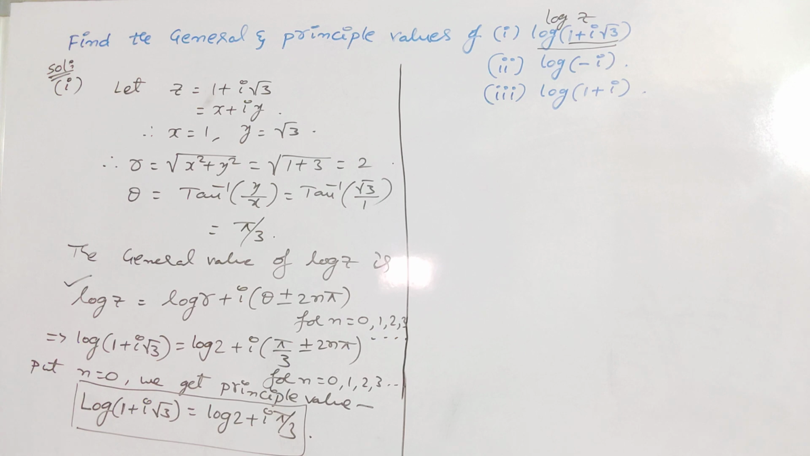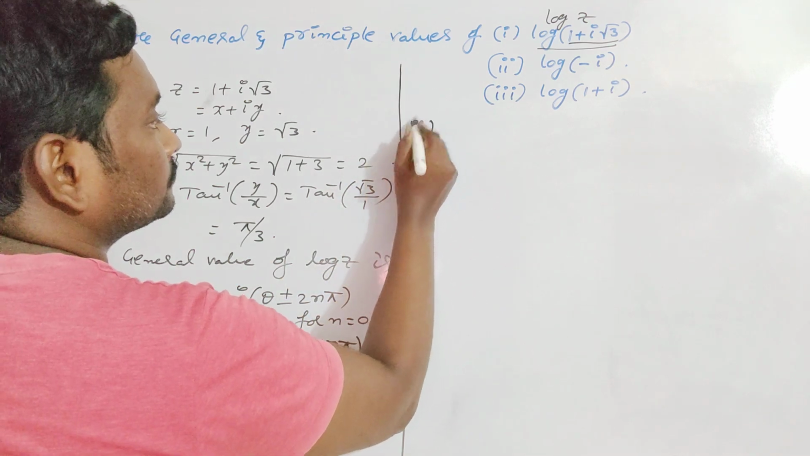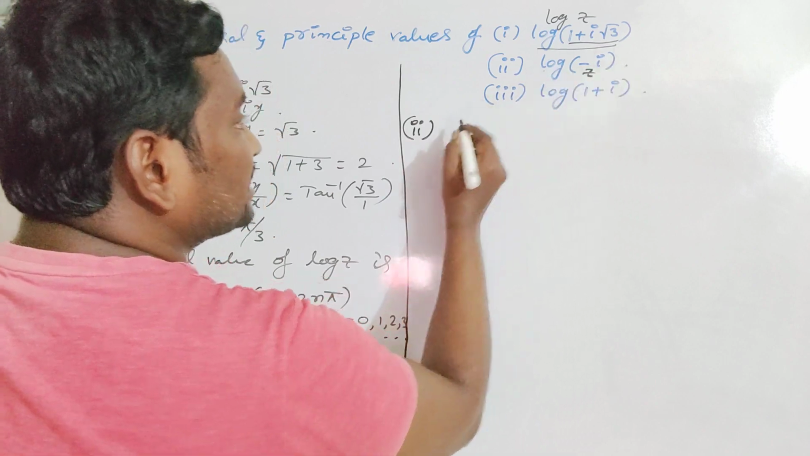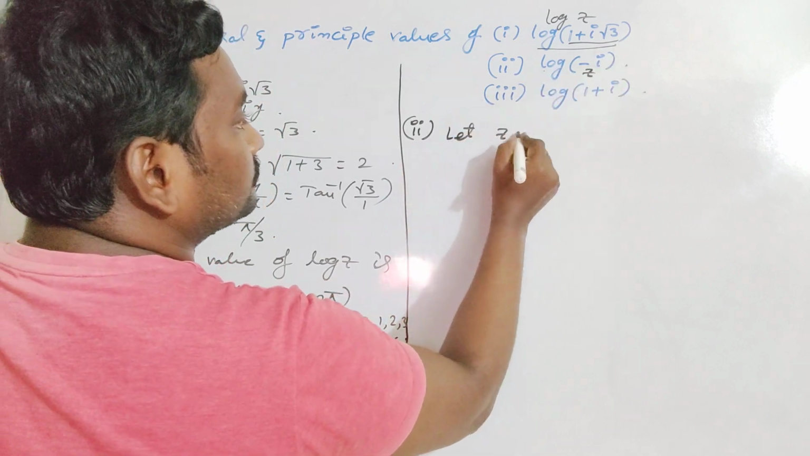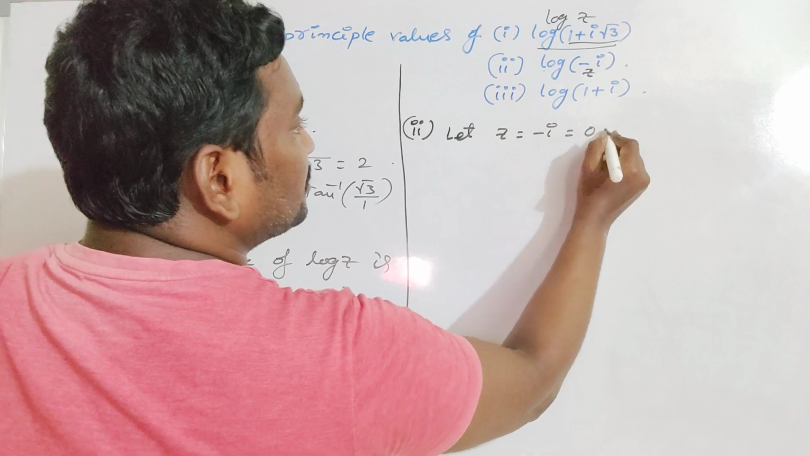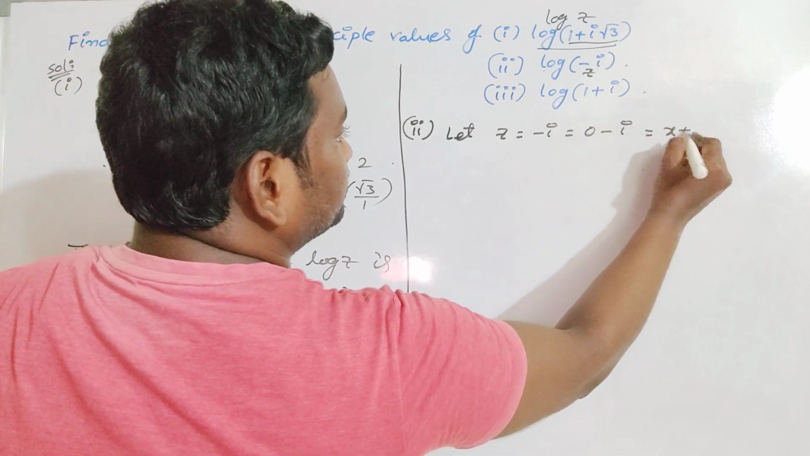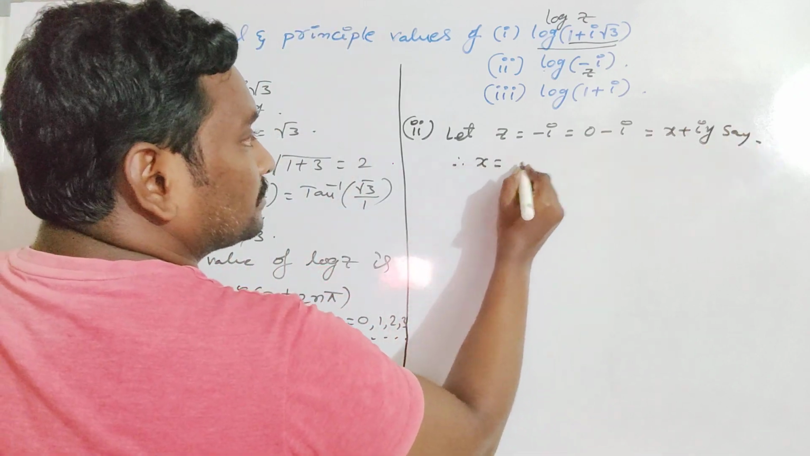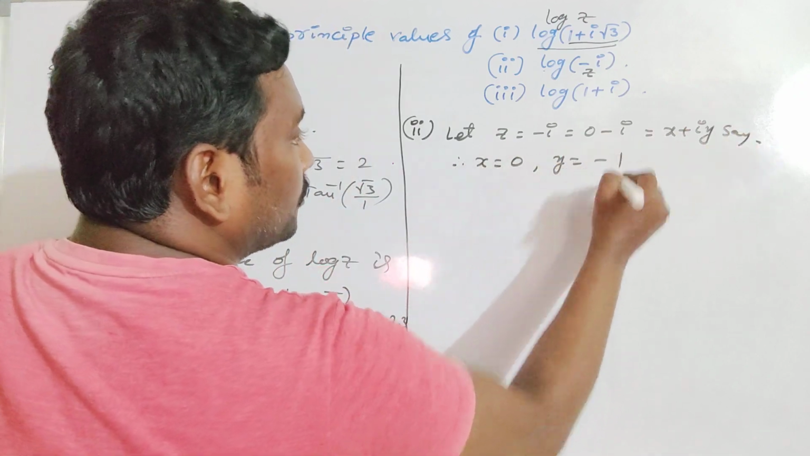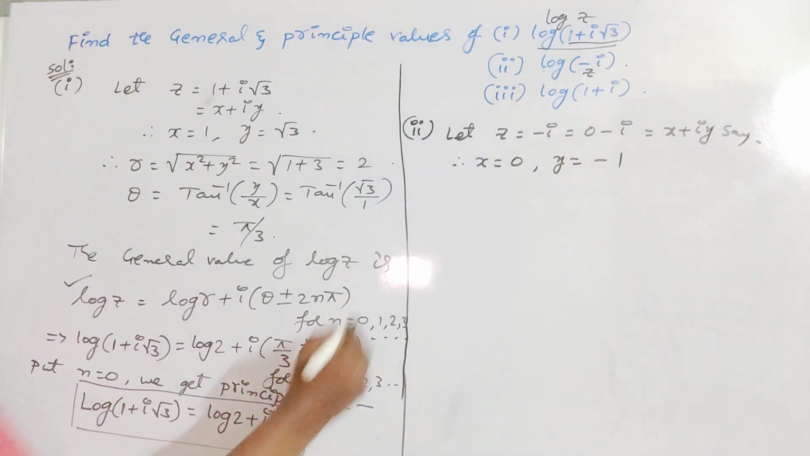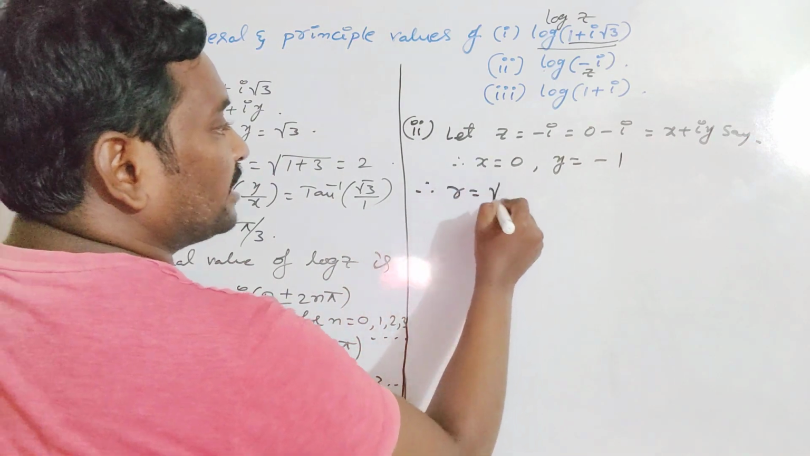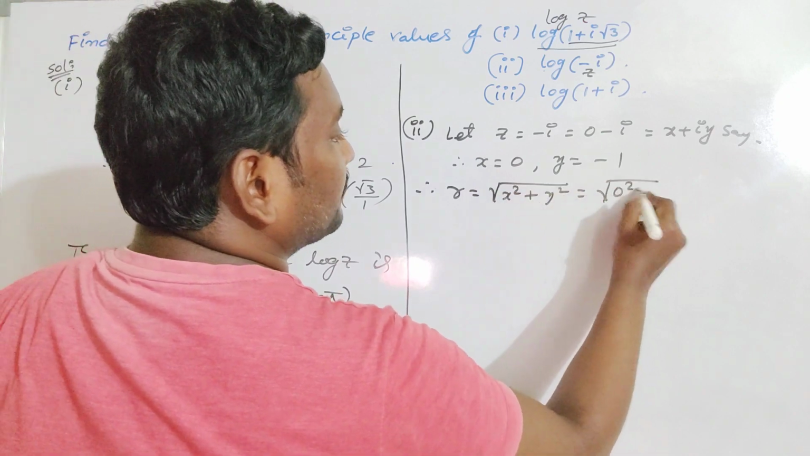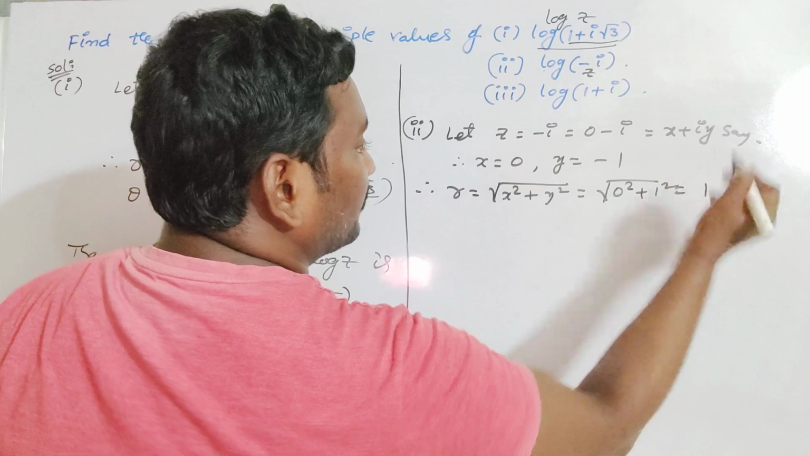See the second one. In the second one, given function is log of minus i. So z is nothing but minus i. So real part is 0 here. So what is x? 0. And what is y value? Minus 1. So what is r? You should find out r value and theta value. Root over 0 square plus minus 1 whole square is 1.